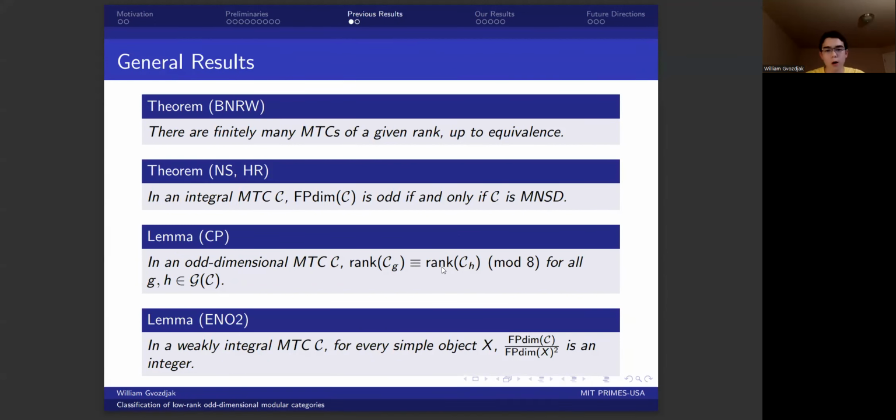This first slide has general results that are useful in the classification of modular categories. This first theorem, which I already discussed in the motivation, is the rank finiteness theorem for modular categories. It states that there are finitely many modular categories of a given rank up to equivalence. One interesting thing about this is that in a more general space, this rank finiteness theorem is known for G-crossed and braided fusion categories, but it's not known for fusion categories in general. And it's shown in a paper labeled JMNR.